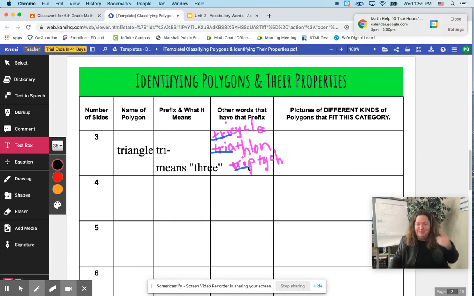What did you come up with? If you came up with something different, send me a note about it so I can add it. Now, we're going to do pictures of different kinds of polygons that fit this category. So we need to put some different pictures of triangles.